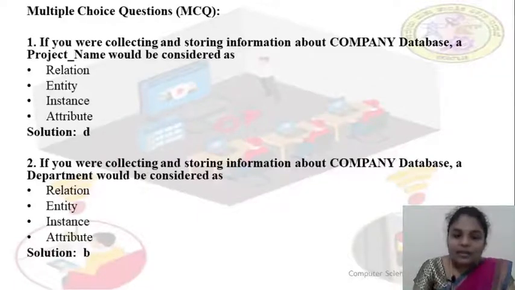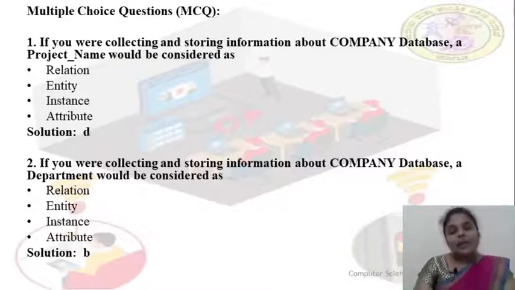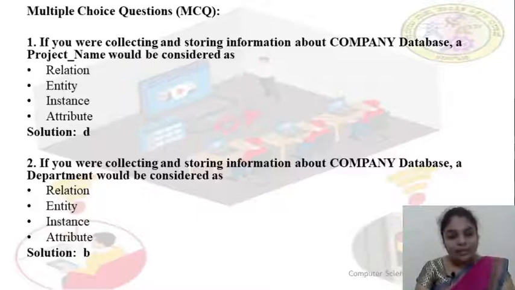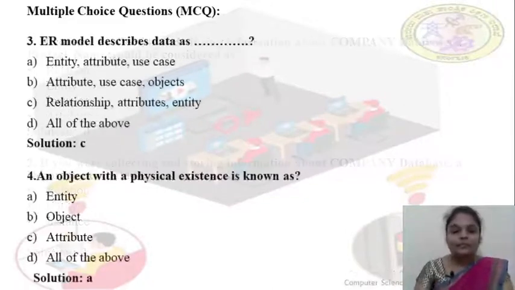The next question, the same thing. If you are collecting and storing information about a company database, the department would be considered as what? They're not mentioning department number or department name. They're highlighting the department itself. So department will be considered as entity.